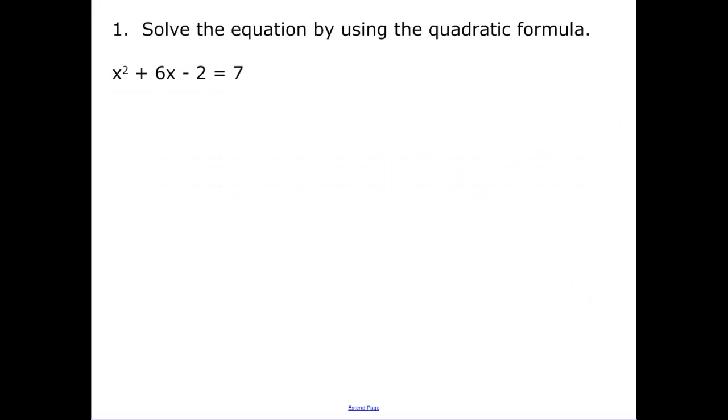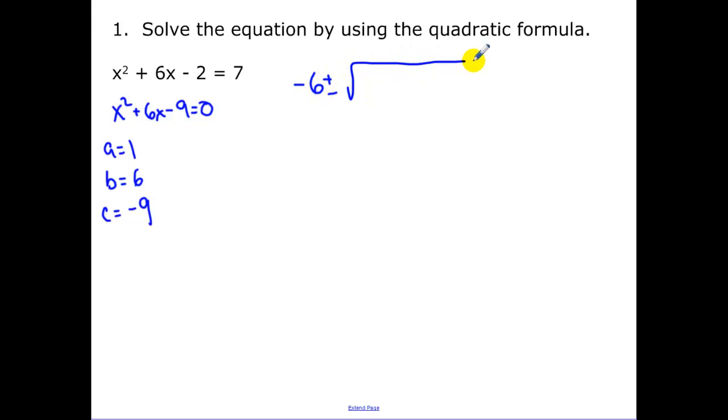Okay, so our first example. I need to get one side to be 0, so I'm going to subtract the 7 over. We get A to be 1, B to be 6, and C to be -9. So now it's just a matter of plugging in the opposite of B, plus or minus the square root of B squared minus 4AC, all over 2A.